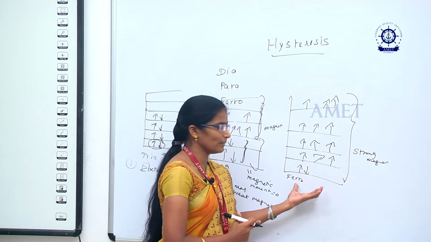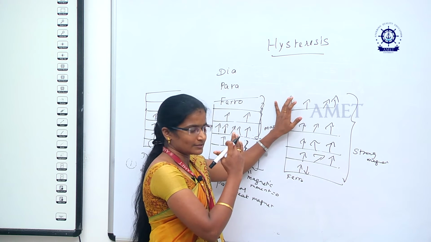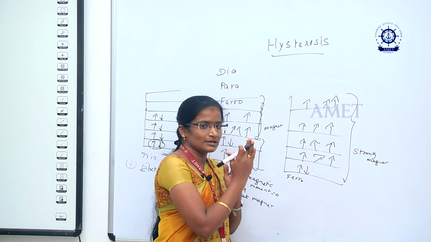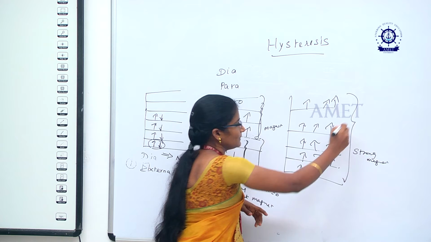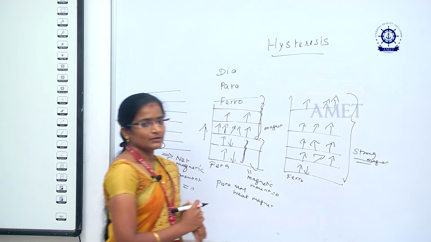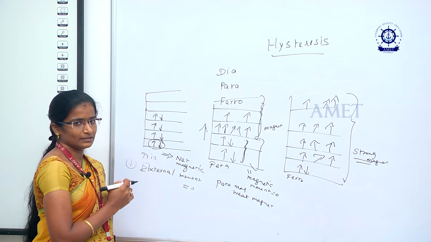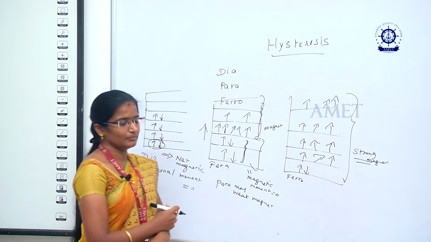In the case of ferromagnetic material, most of the spins have a single direction. So when we apply some external field, the spins change their direction according to your field. Okay, so at that time it acts as a strong magnet. So this is the basic principle of the magnetic property of the material. Now, the hysteresis is related to this ferromagnetic material.